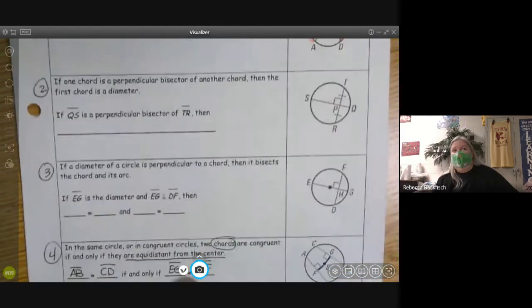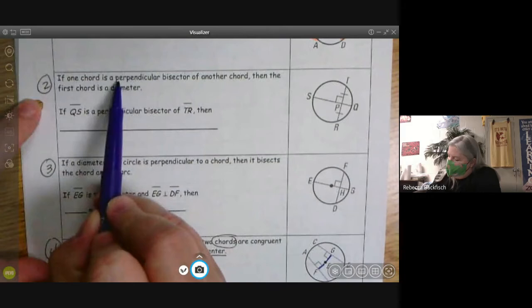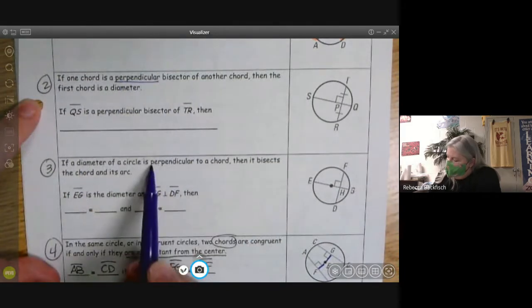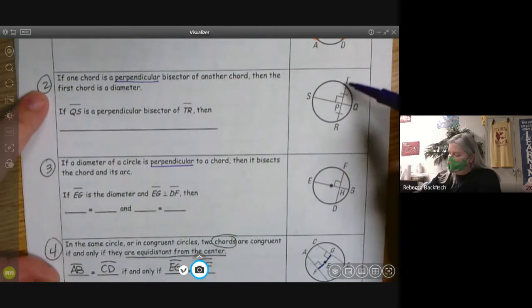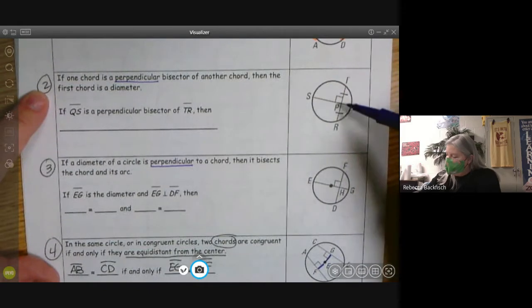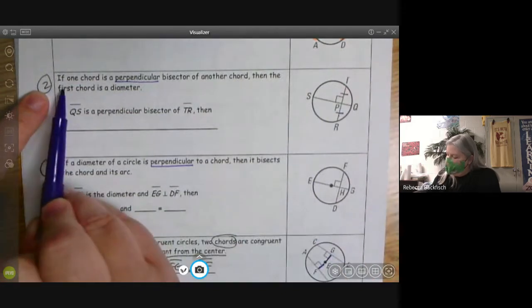Now, this second and third property here, they both have to do with what happens if you have a chord and you have a diameter. If you have a chord, then there's got to be a diameter at least somewhere that intersects it. But both of these are saying what happens when the chord and the diameter are perpendicular, meaning right angle. If one chord is a perpendicular bisector of another chord. So if not only it's perpendicular, but it also has these congruent pieces on either side.